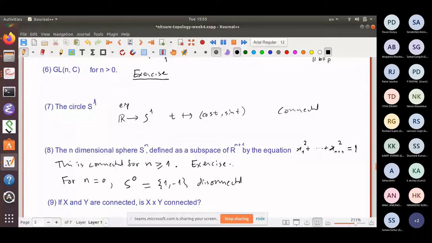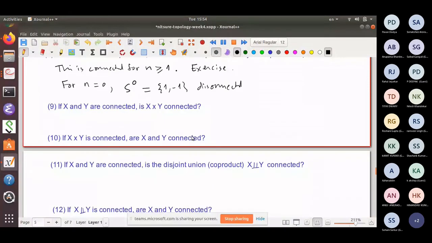Let me remind you that last time we showed that any path connected space is connected. Or you may take the sphere, take any 2 points and try to pass a circle through those 2 points. Very simple. Use whatever method you want to prove that Sn is connected. Now, here's a general question. If there are 2 connected spaces, is their product connected?